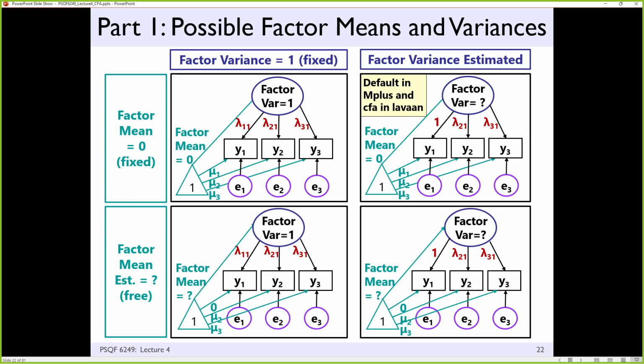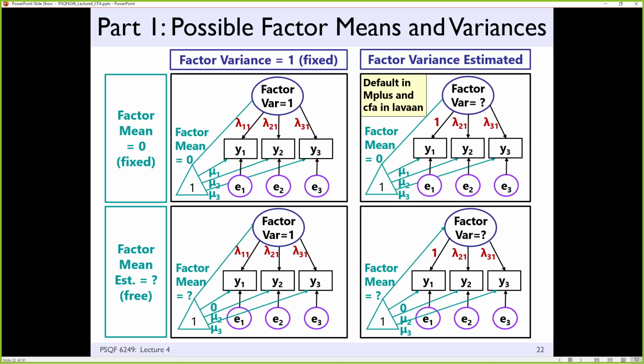So to recap, to identify the variance of a factor, either set it to 1 or set one of its factor loadings to 1. But something has got to be 1. Is 1 necessary or just any number that's not 0?